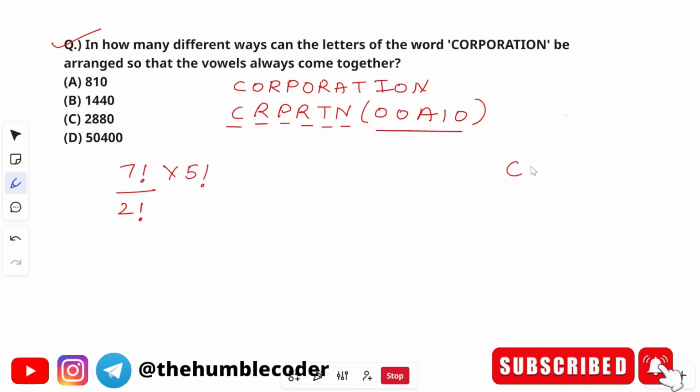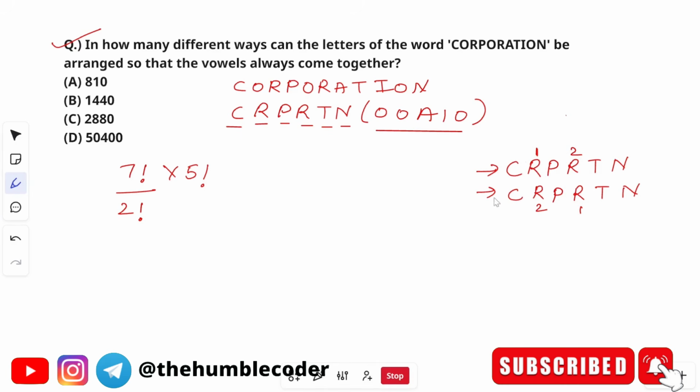See, we have C, R, P, R, T, N. When we create an arrangement of words, one arrangement can be this, where the first R is at the first position and the second R is at the second position. The other arrangement can be where the second R comes first, and then the first R comes at a later position. But actually, if you see, both words are exactly the same, right? The position of the Rs is swapped, but when we read the word, it is the same.